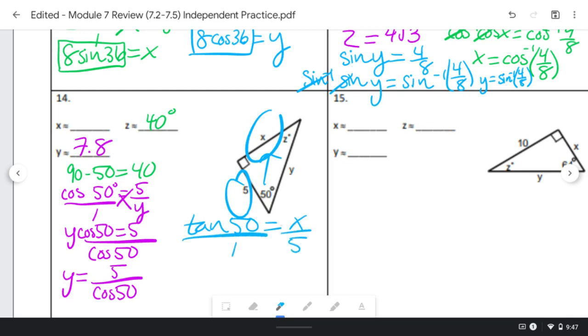I put this over 1, cross multiply. 5 tangent of 50 equals x. And that's what I will plug into my calculator, this right here. And if you do that, you're going to get 6.0 when you round to 1 decimal place.